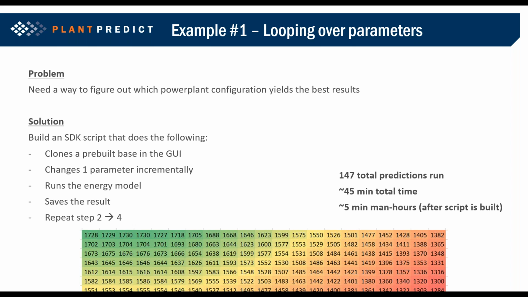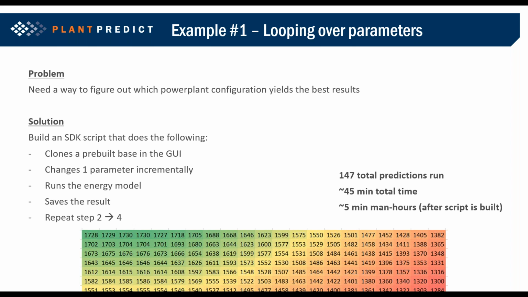You change one parameter incrementally. You can change more than that, but if you want to do it incrementally, you can just change one at a time. You run the energy model, and you save the result. And then you loop it. You repeat steps 2 through 4.